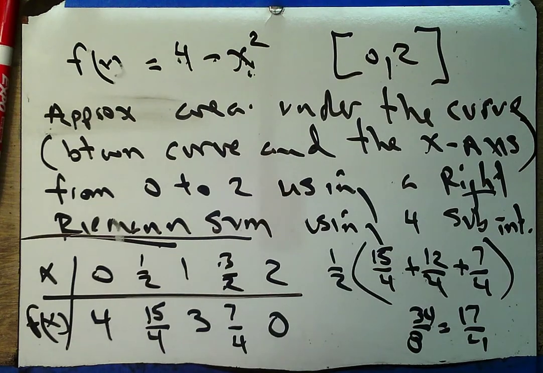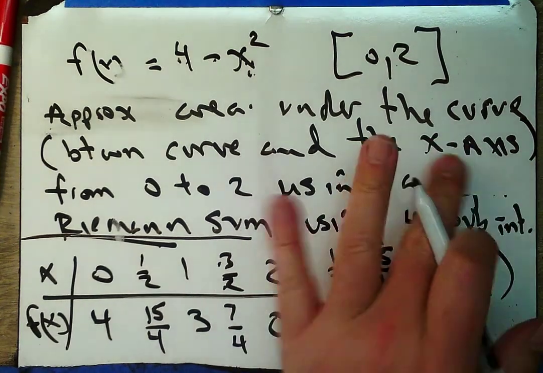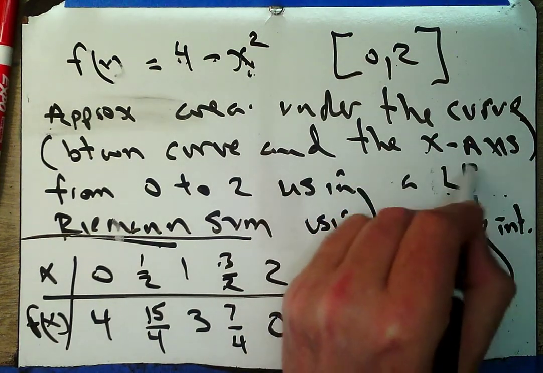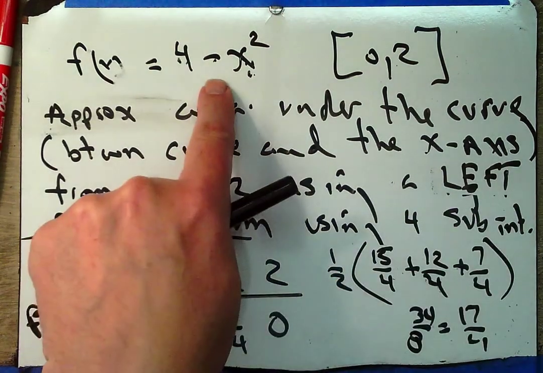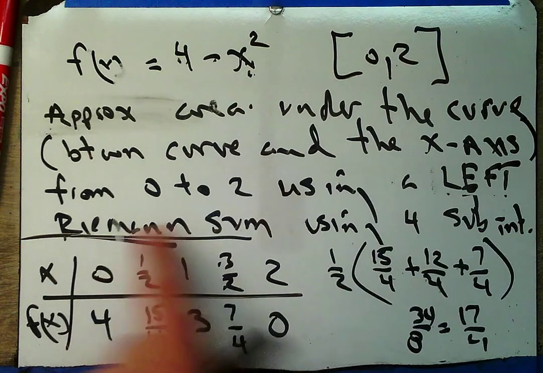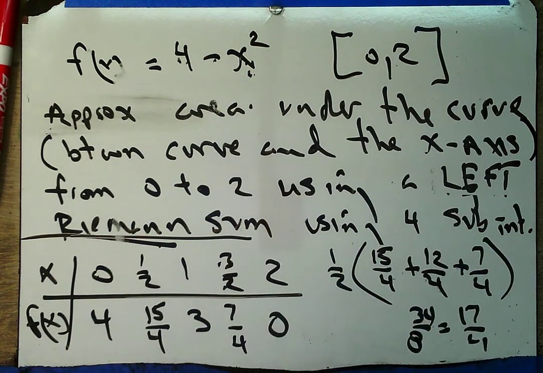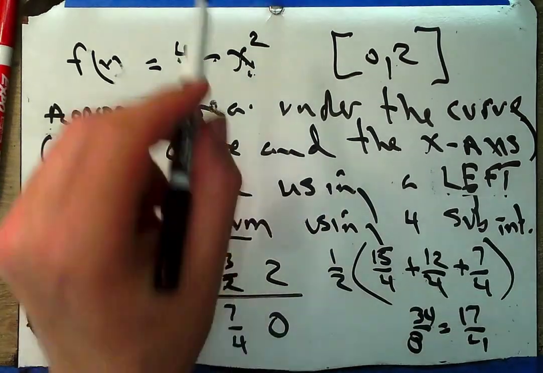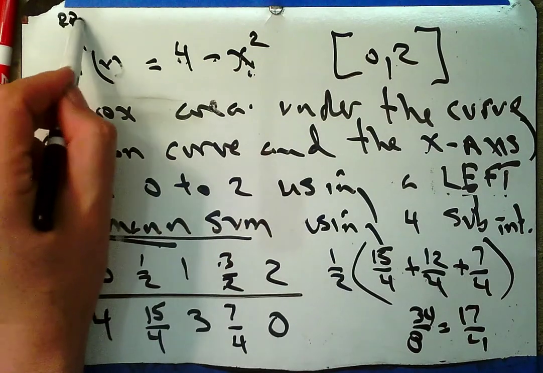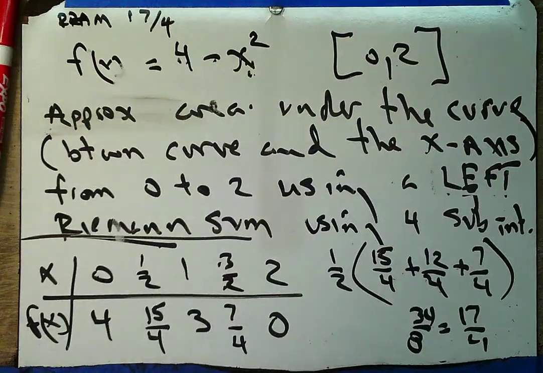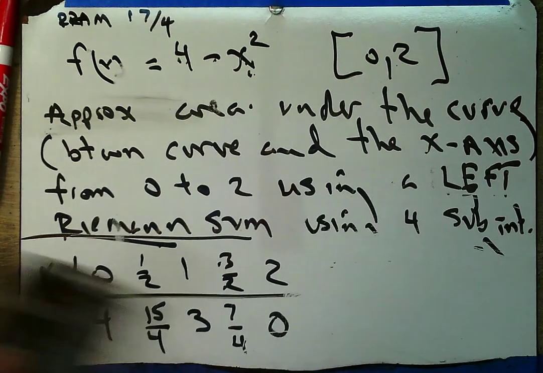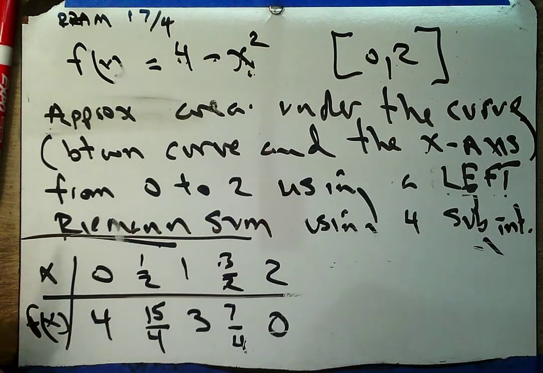Hey, you know, I think if you did a right Riemann sum, you could pretty quickly calculate the left Riemann sum. So will you find an approximation for the area under this curve using a left Riemann sum with 4 subintervals, please? We know R4 is 17/4. Okay, pause the video, write up the left Riemann sum.